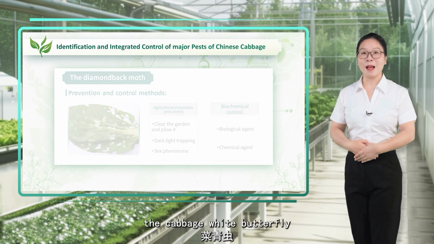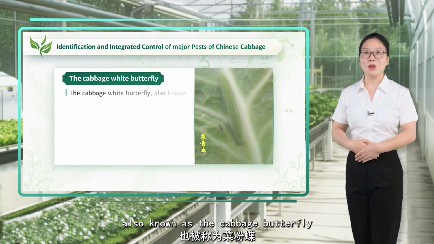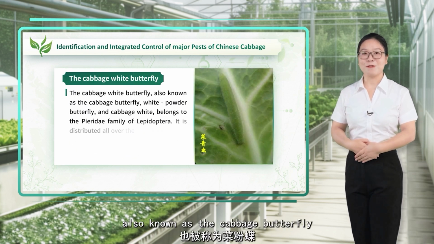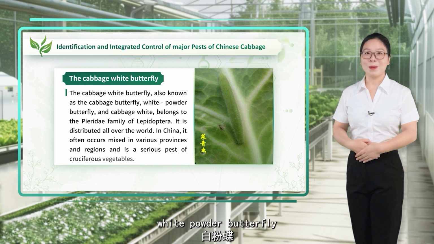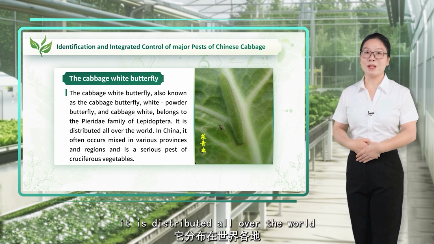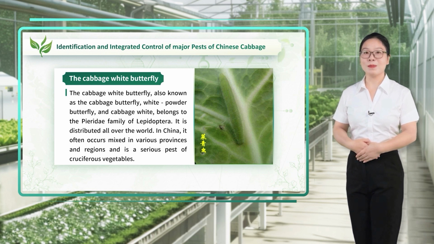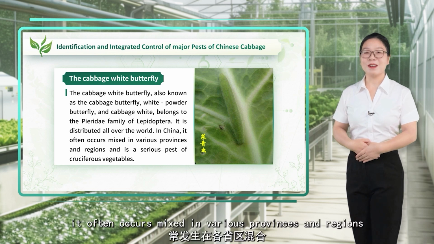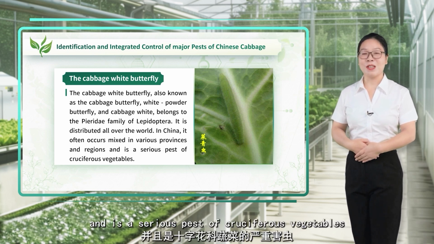The cabbage white butterfly, also known as the cabbage butterfly, white powder butterfly, and cabbage white, belongs to the Pieridae family of Lepidoptera. It is distributed all over the world, including China. It often occurs mixed in various provinces and regions and is a serious pest of cruciferous vegetables.